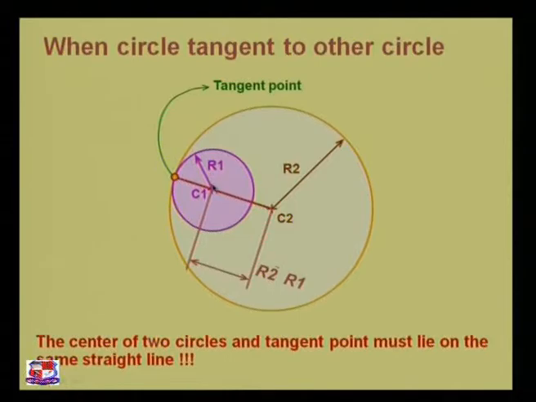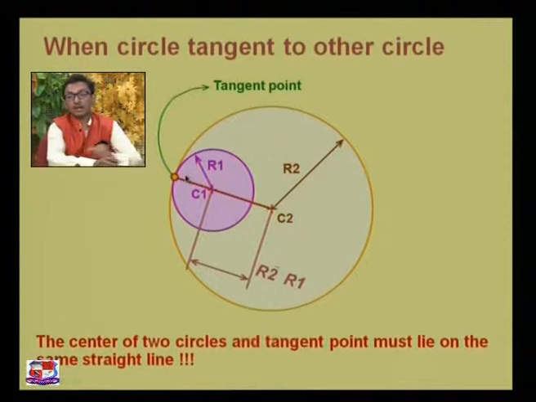The radius of the first circle is given as r1, the radius of the second circle is given as r2, and as you can see, in the green portion we have highlighted the tangent point. Tangent point means that at that point only the circles have made contact with each other at one point only, which means that it is a tangent point.